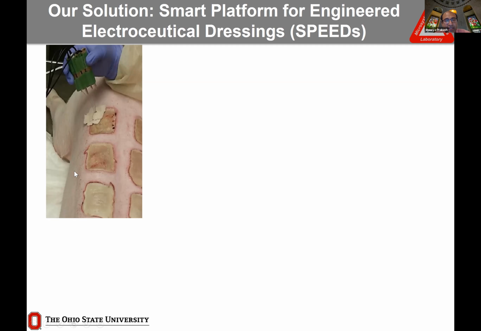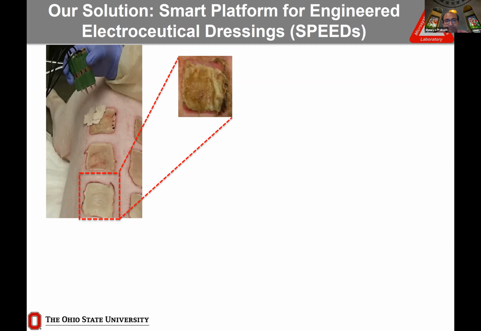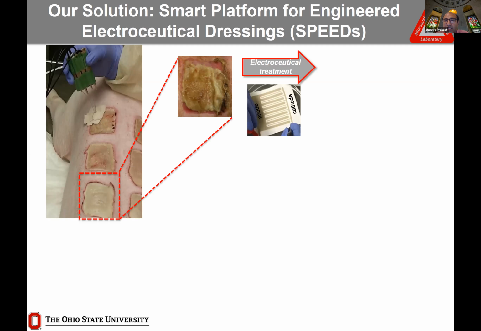This is an in-lab experiment where we induce 6 wounds in the back of a pig, and the yellowish substance you see is a very serious infection that we introduce on the back of the pig. So if we zoom in, this is what it looks like. These are representative of what serious infections in humans might look like as well.